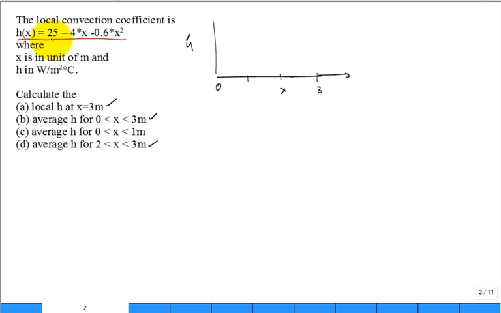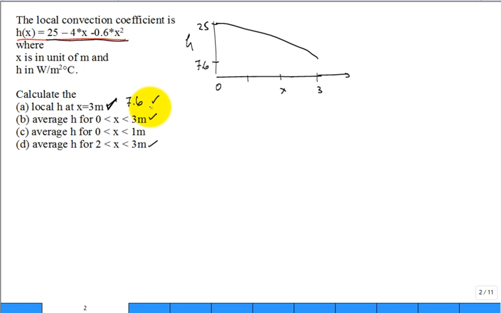You can probably evaluate this at 0 pretty quickly. What's the value of h at 0? 25. And with a little bit of work, you can evaluate the h at an x of 3. You just stick into the equation, and it would come in right at 7.6. So it'd be down here, 7.6. So it goes from 25 to 7.6. It's not linear. It's quadratic, concave down because of the negative 0.6 x squared. So the first part is real easy.